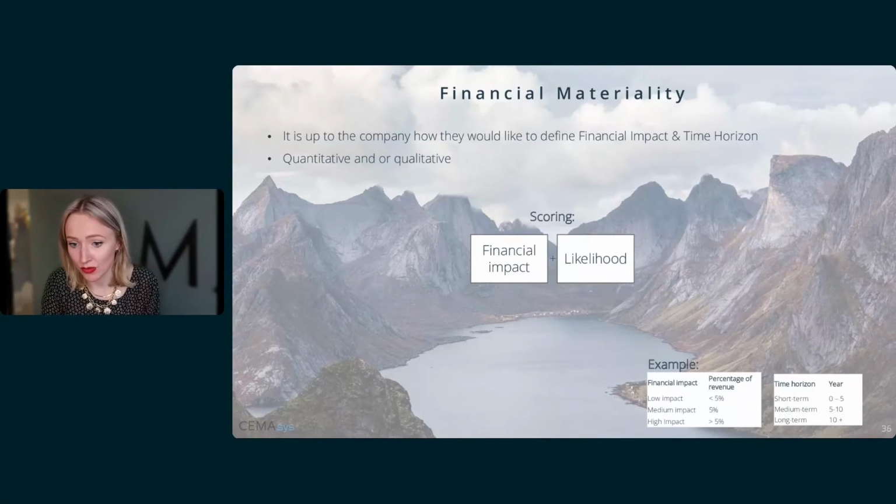So when we do the scoring of financial materiality, we do financial impact plus likelihood. As an example, we can see down in the right-hand corner here the financial impact. We could, for example, say that if it's low impact, it would be less than 5% of the company's annual revenue. Medium impact would be 5%, and high impact would be 5 or more percent. So these are examples. This can be tailored to what your company thinks makes the most sense, because this will vary.